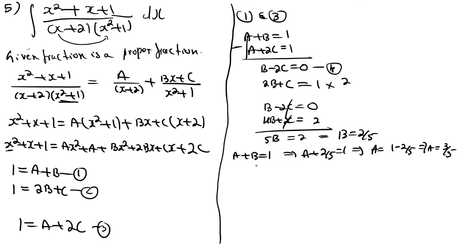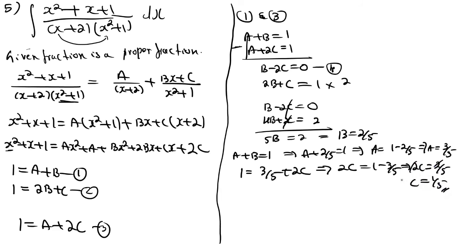Similarly, calculate c value. Substitute in any equation. 1 is equal to a, 3 by 5, plus 2c. This implies 2c value is equal to 1 minus 3 by 5. This implies 2c value is equal to 5 minus 3, 2 by 5. C value is equal to 1 by 5. 2 gets cancelled. So c value is equal to 1 by 5.